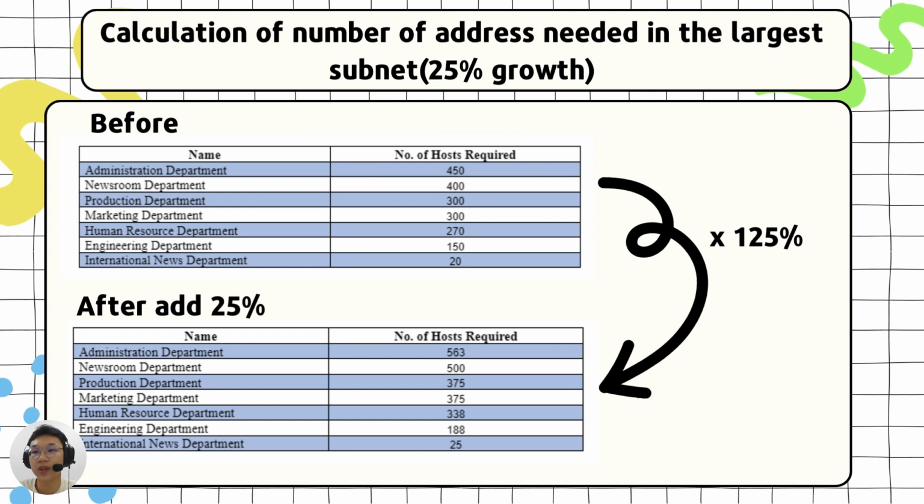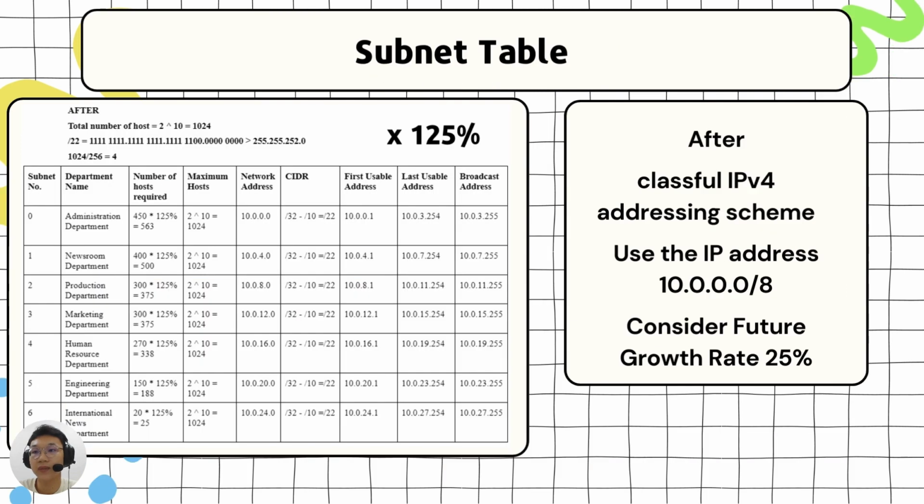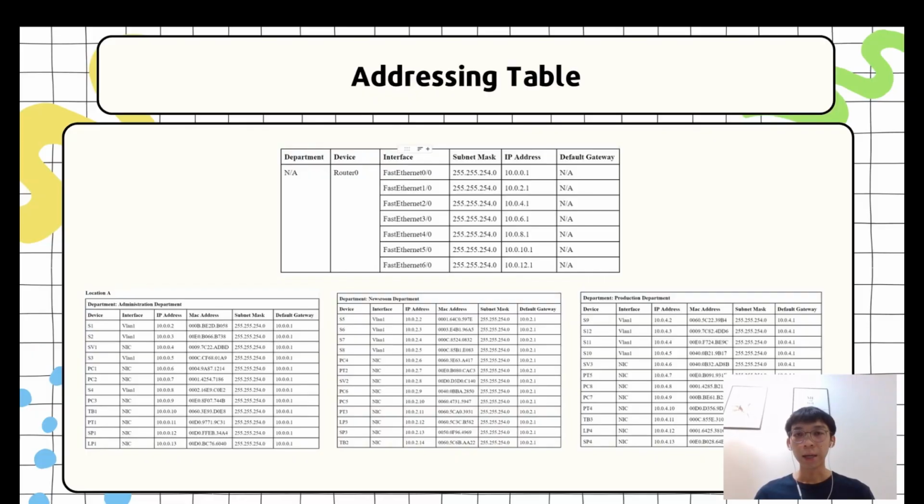So we need to calculate a growth of 25% in all areas. After we multiply by 125%, we repeat the same calculation we did just now. That's all for my presentation. Now I will pass to my teammate Jun Hong to continue discussing how to assign IP addresses. Thank you, Chun Keat.